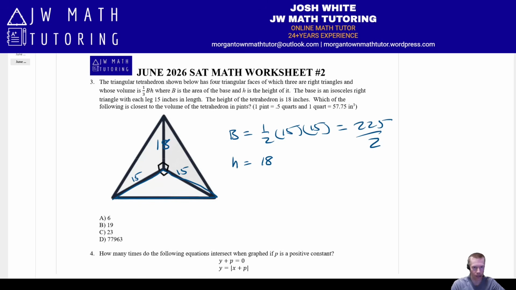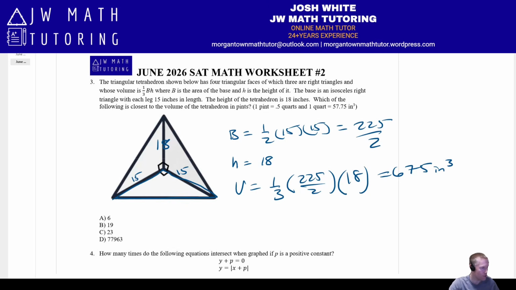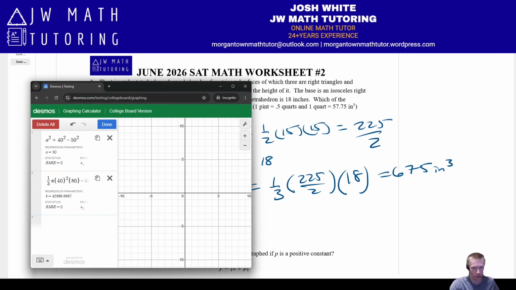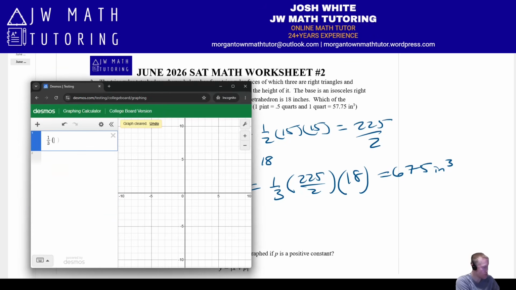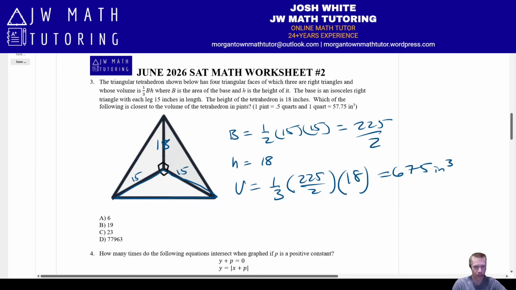So we can go ahead and just plug those into the formula to get the volume. It's 1/3 times 225 over 2 times 18. All right, that should be 675, and that is in cubic inches. Let's go to Desmos just to confirm. Yep, 675.